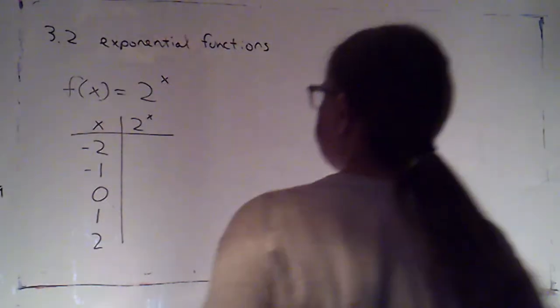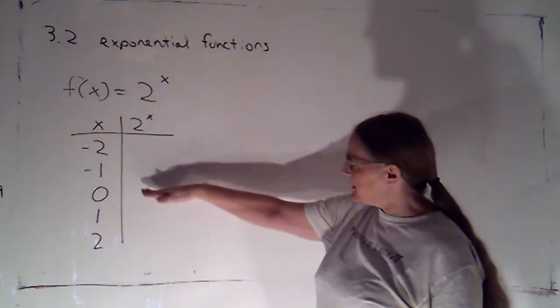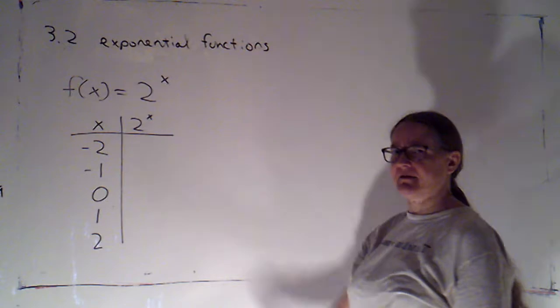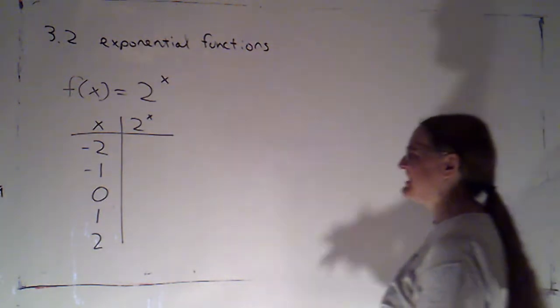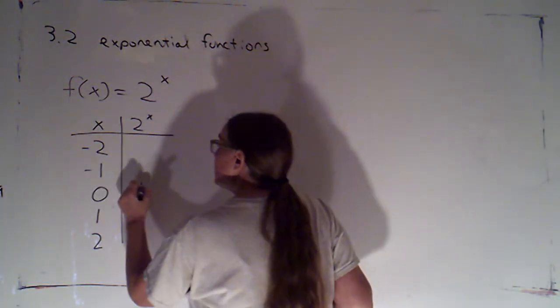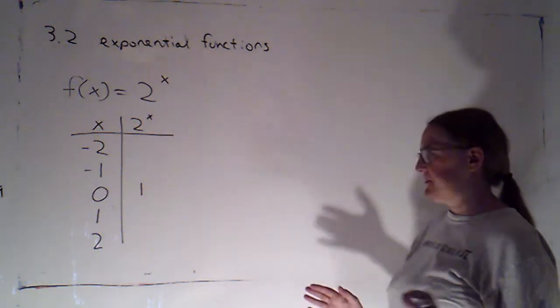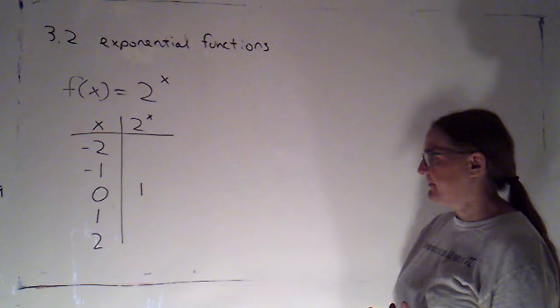So let's try and fill in this table of values. I'm actually going to start down here because I think 0 and the positives are easier. So we'll procrastinate and do the negative exponents at the end. 2 to the 0 is 1. Anything to the 0 is 1. Okay, that is our definition.